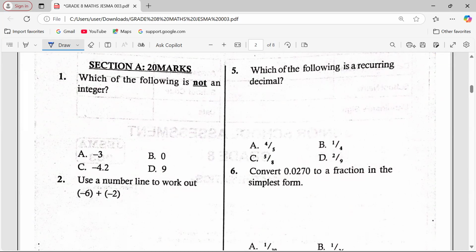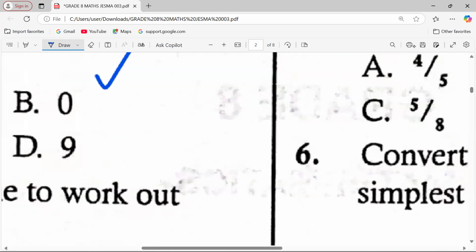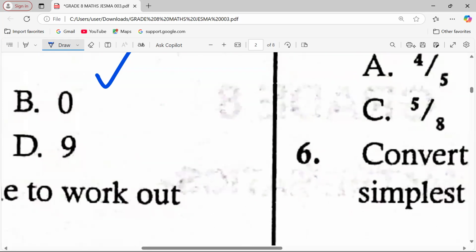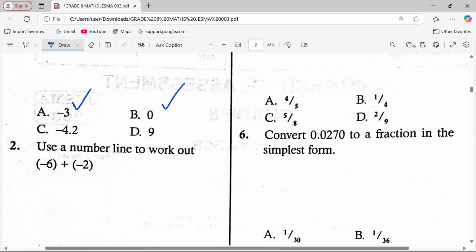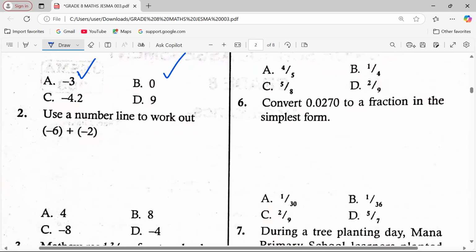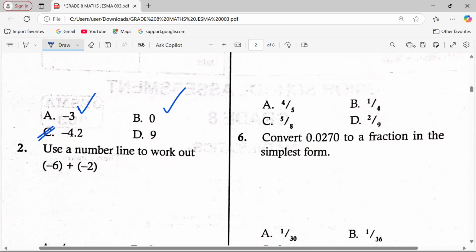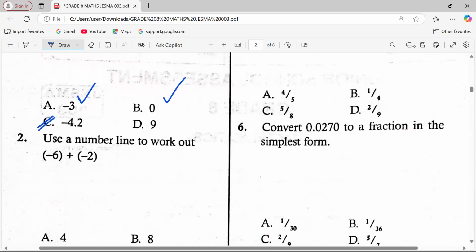you discover that -3 is a whole number and negative, so it's an integer. 0 is included in integers. 9 is a whole number, positive. Then we can talk about another choice here, which is in part C. This is a negative, and it is also a decimal. So being a decimal, it is disqualified from being an integer. So it becomes our answer because we needed that one number which is not an integer. So that is sorted now.